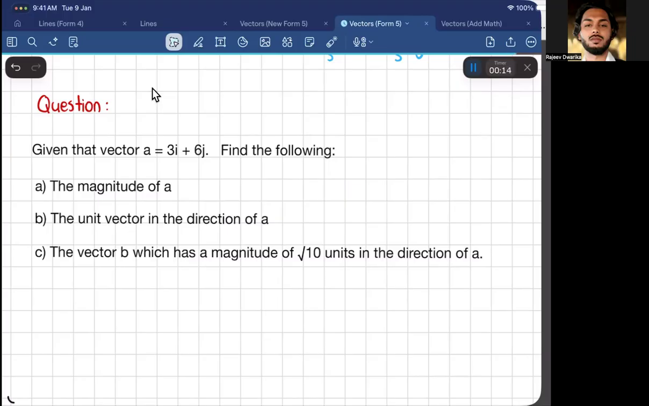Right? Ria, did you get the unit vector? So I'm still working on that part. Okay.